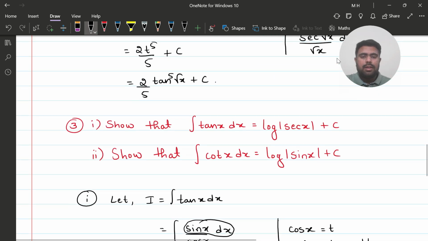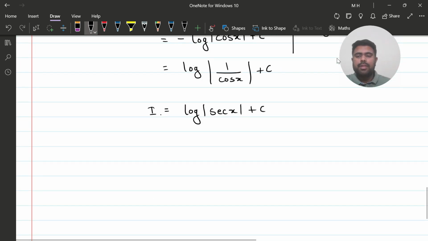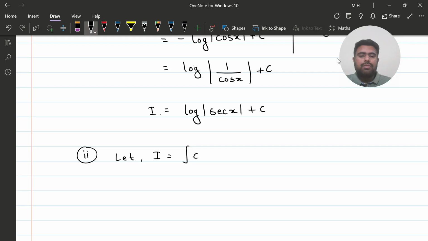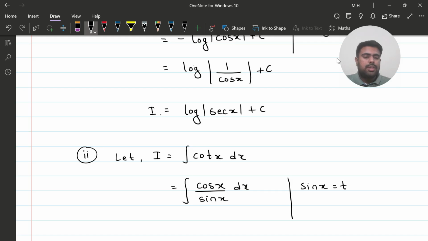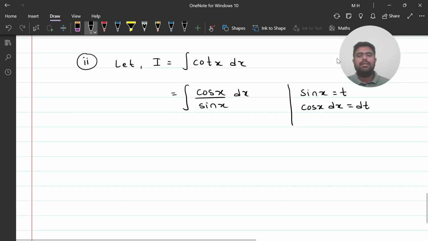Fine. So similarly, in the second problem, under the cot x case, let I be equal to the integral of cot x dx. The integral of cot x is nothing but cos x divided by sin x dx, right? So if I substitute the denominator as t, will it work out? Yes, it does. Sin x as t. What is the derivative of sin x? Cos x into dx is the differential of t, which is dt.